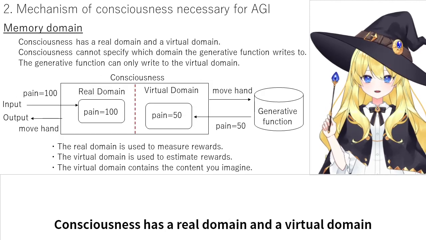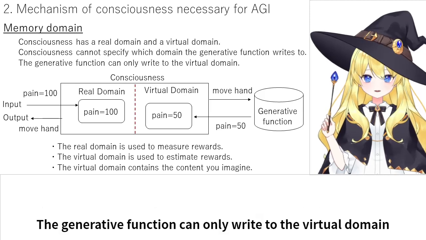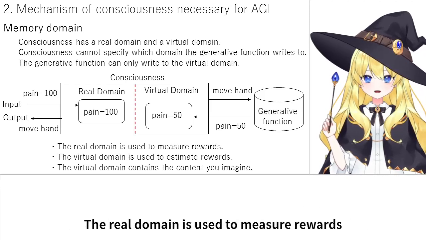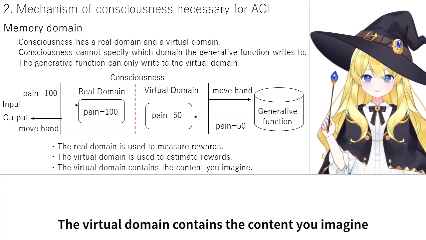Consciousness has a real domain and a virtual domain. Consciousness cannot specify which domain the generative function writes to. The generative function can only write to the virtual domain. The real domain is used to measure rewards. The virtual domain is used to estimate rewards. The virtual domain contains the content you imagine.